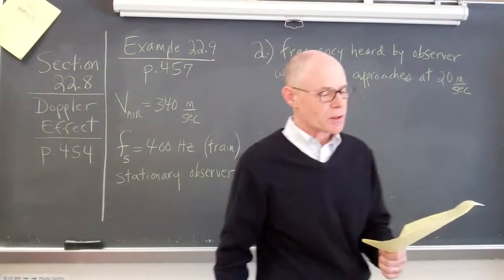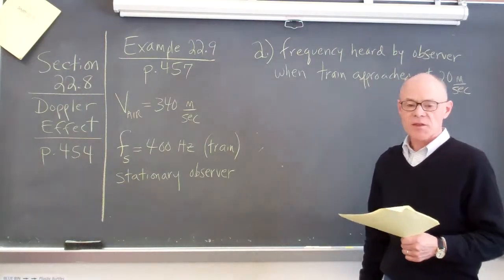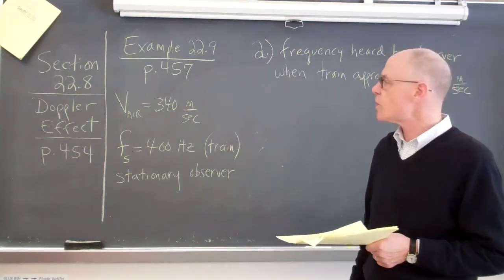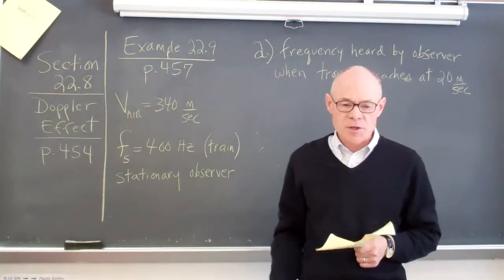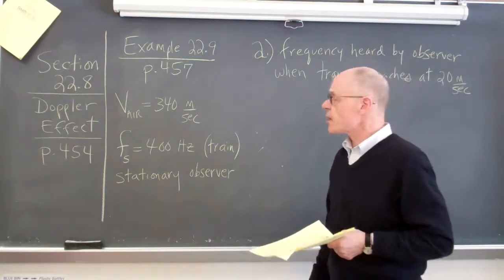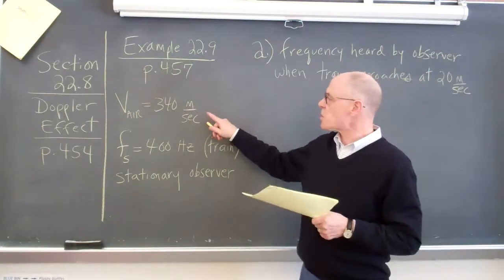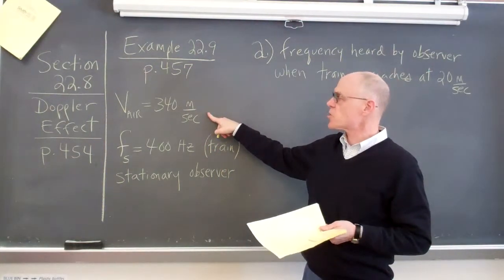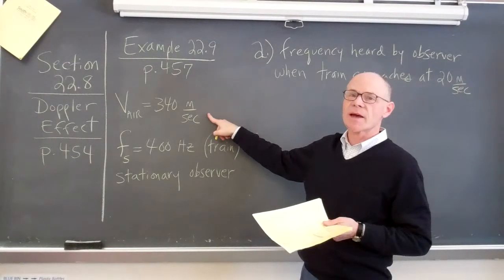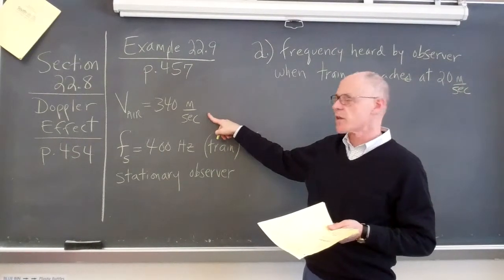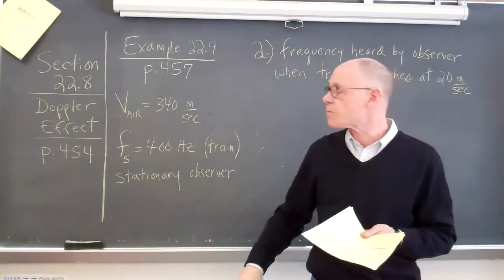Now let's talk about example 22.9 on page 457 in the text. Here's a Doppler example, and what you're given in this problem is that the speed of sound in air is 340 meters per second. So you're not given the temperature and then asked to solve for the speed of sound in air. In this problem, it's just given to you.